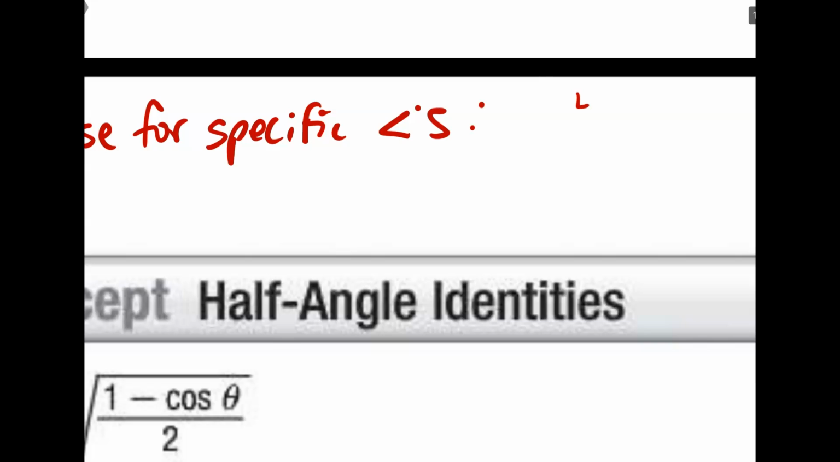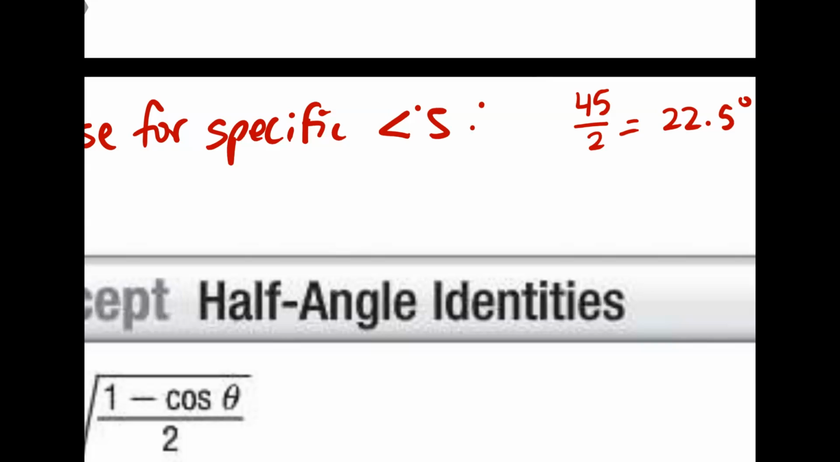Well, I know 45 over 2 would be a solid one, 22.5 degrees. So if I ask you, what is tangent of 22.5? That's not one of the angles I made you memorize: 0, 30, 45, 60, 90, and multiples. But it is half of an angle you do know. So you could use the half angle identity, because saying 22.5 is the same thing as saying 45 over 2.